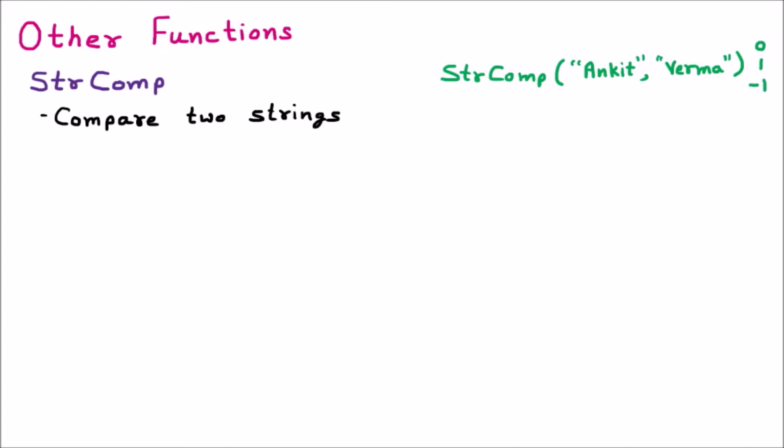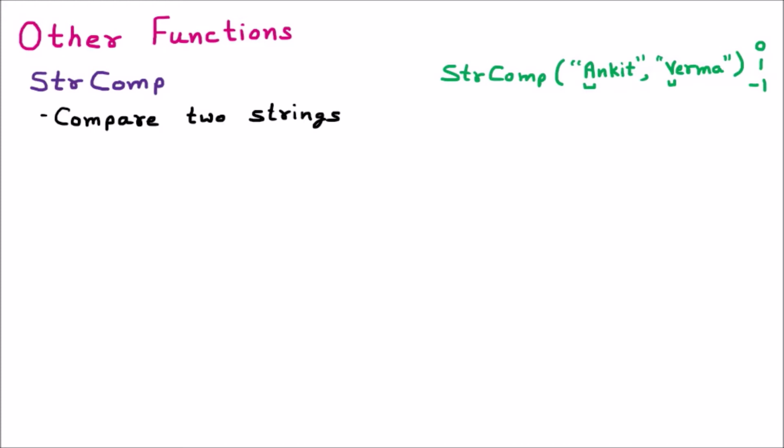It is going to check the ASCII values, just like it will compare the ASCII value of the first with the second. This way it is going to compare the ASCII values, and after that it is going to calculate the result. So this is the first function, which is the string compare, called strcomp.